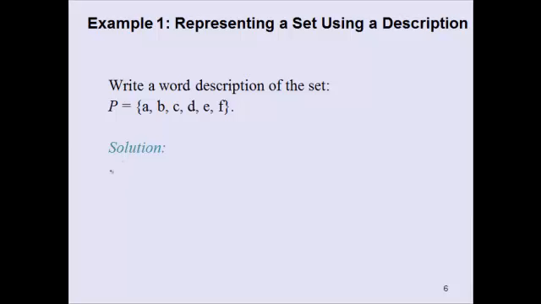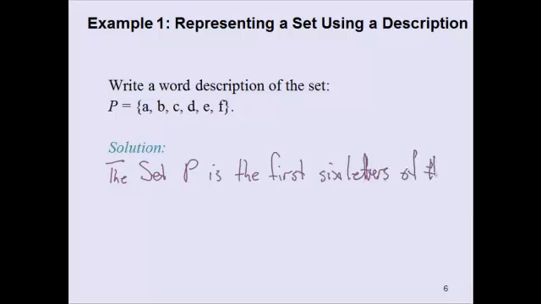Okay. The word description would be: the set P is the first 6 letters of the alphabet. Okay, so those are going to be the first 6 letters of the alphabet. So that's a word description of this set right here, P.